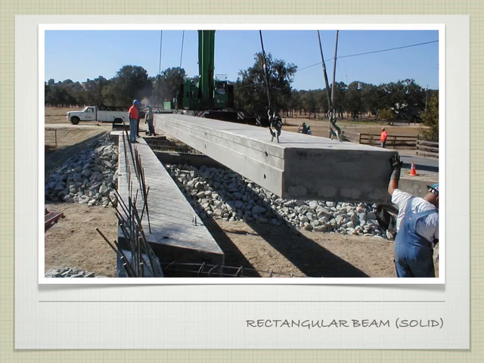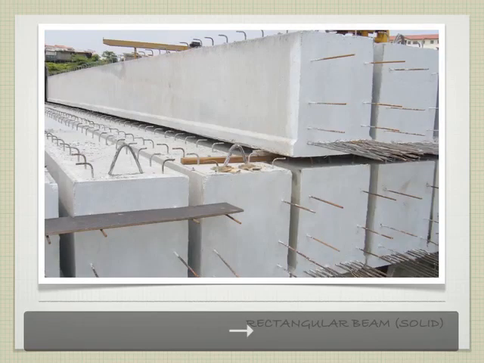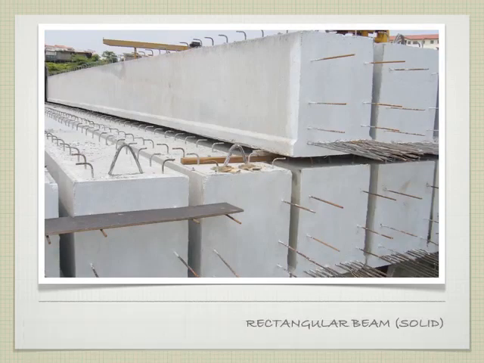So this is our rectangular solid beam, kind of the simplest piece to understand. It looks just like a beam that we would normally have, except it's cast off-site. Examples of rectangular beams. This is what we were talking about here with those pieces that are going to tie the topping layer in.